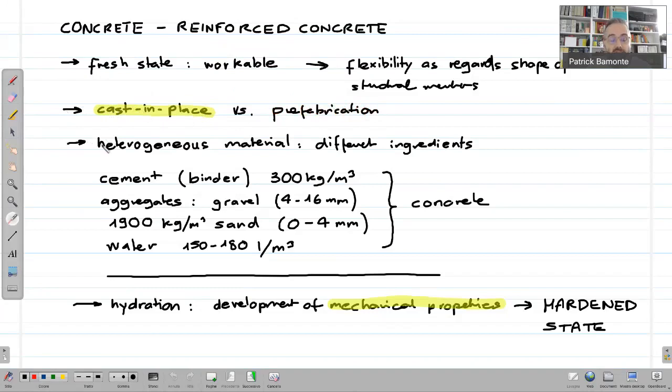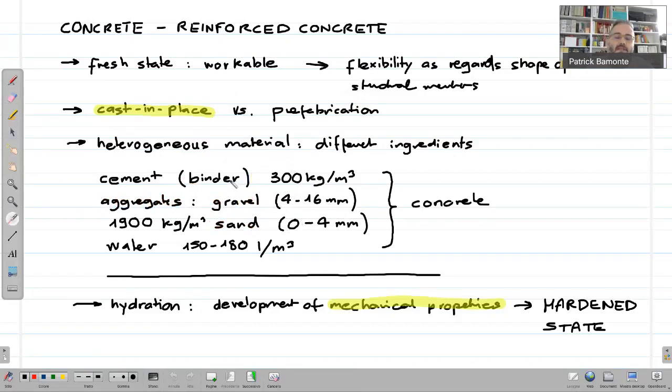An important thing to underline about concrete was the fact that it's a heterogeneous material, which means it consists of different ingredients. It's a composite material, and these ingredients are important to know. So cement, which plays the role of binder, so it's like the glue that keeps together all the components of concrete. Then there are aggregates, basically natural stones. They are usually subdivided depending on their dimensions. So we have gravel, which is typically between 4 and 16 millimeters, and sand, which is between 0 and 4 millimeters.